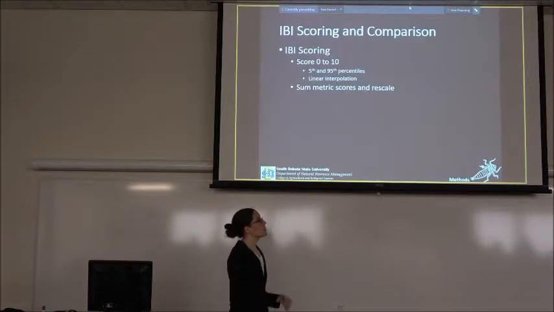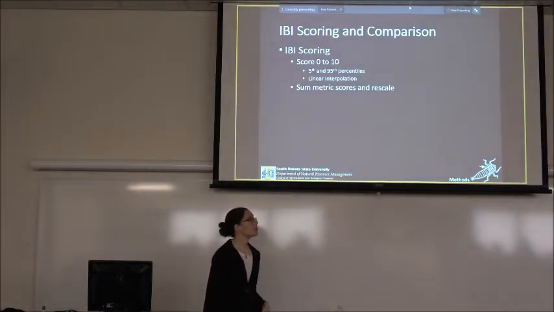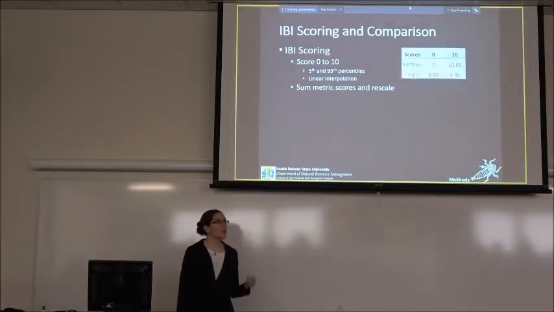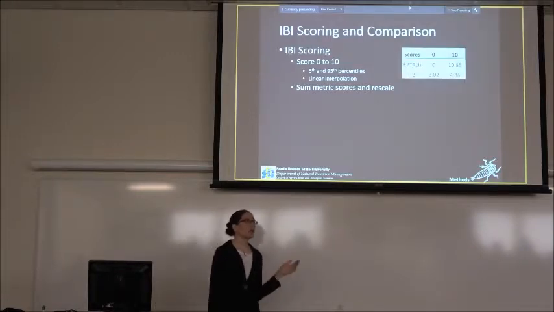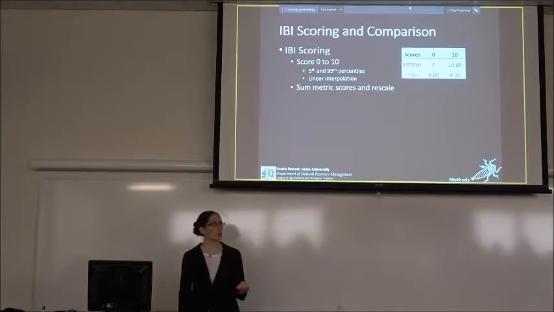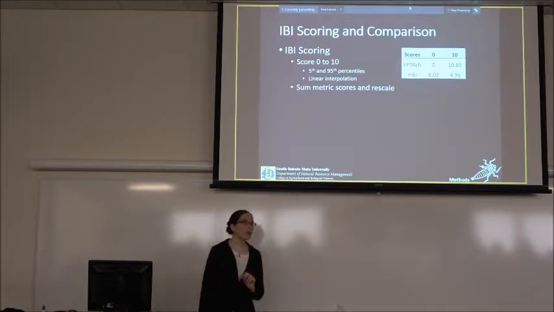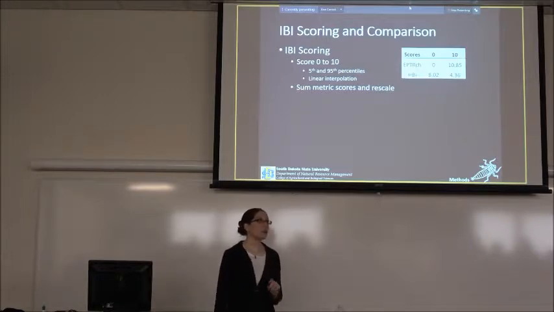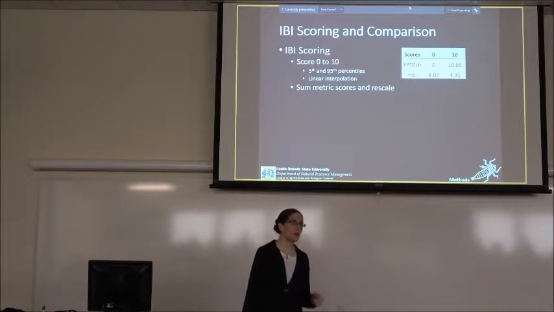From there, we still have to create the IBI scores. And to do that, we give each metric value a score ranging from 0 to 10. The zeros are given to metric values at the 5th percentile or below, 10s are given to the 95th percentile and above. However, if that metric value is expected to decrease with increasing biotic integrity, we reverse that, the 5th and 95th.